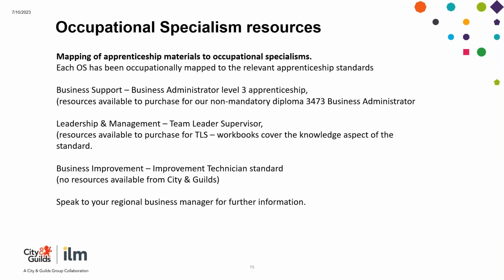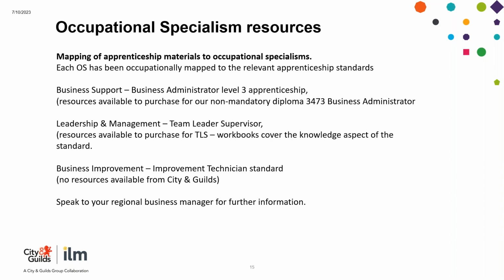Now, the downside to this is it's a purchasable resource. What I would suggest you do is put 3473 into our search bar on the City and Guilds website, have a look at the specification of 3473, and do a little bit of a mapping exercise first to see the knowledge elements of the business admin diploma and how they map across to the business support OS knowledge.